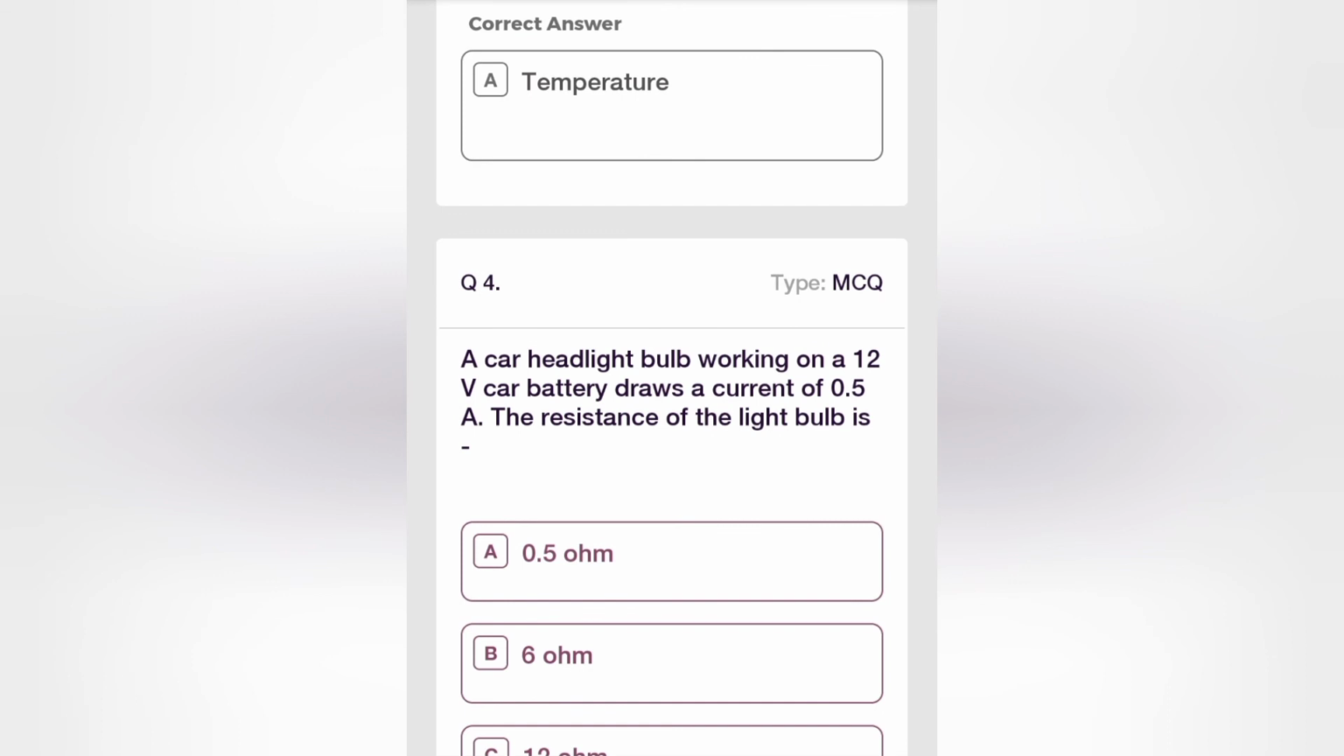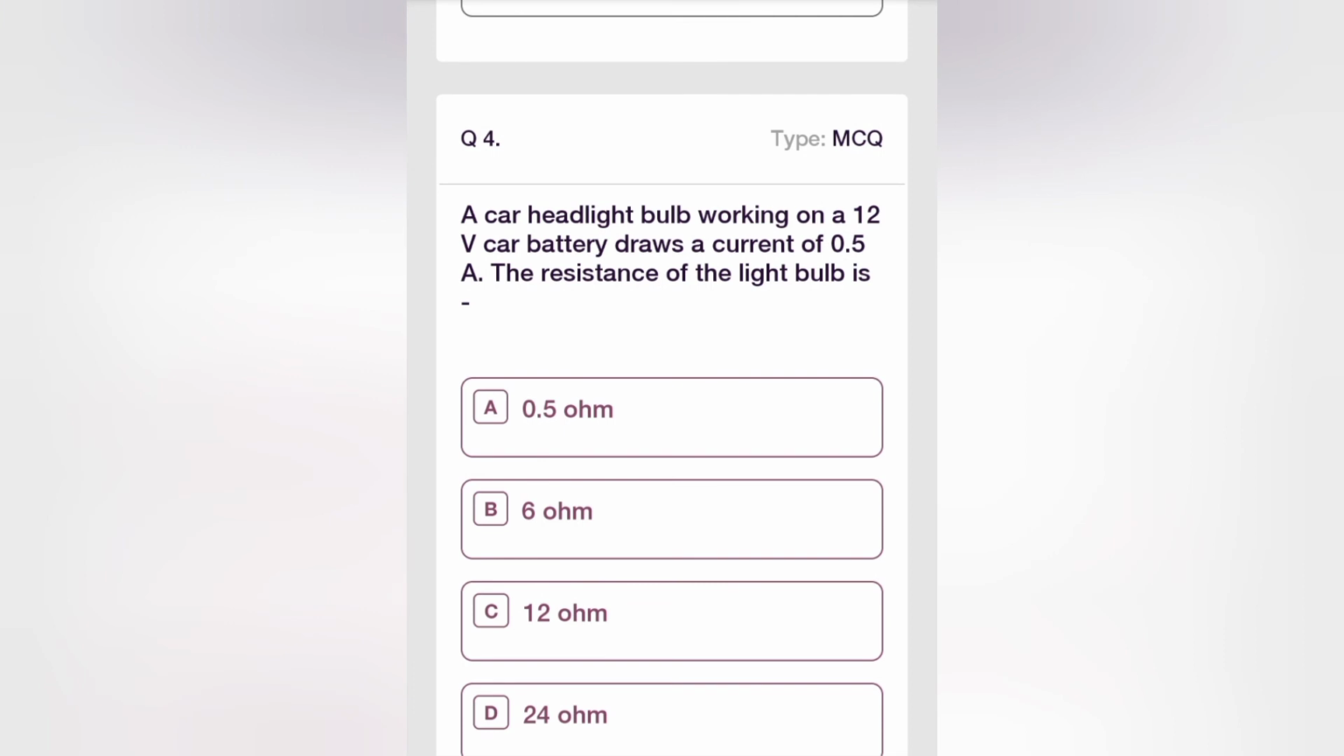Next question. A car headlight bulb working on a 12-volt car battery draws a current of 0.5 amps. The resistance of the light bulb is. So how to calculate here? What all the data is given? We need to write. So the data given is voltage and current. We need to find the resistance. The formula to find the resistance is V by I.